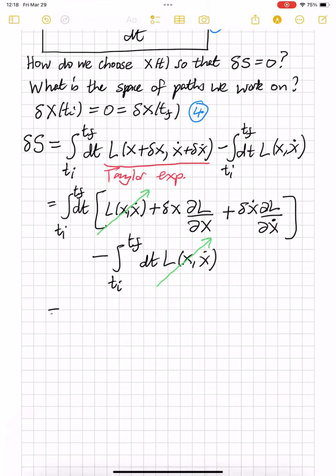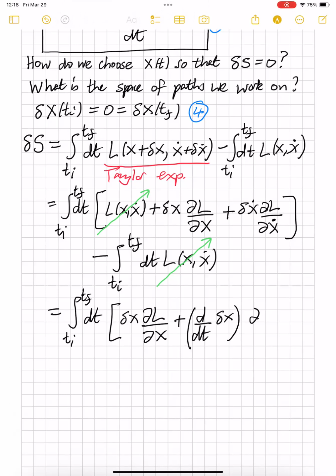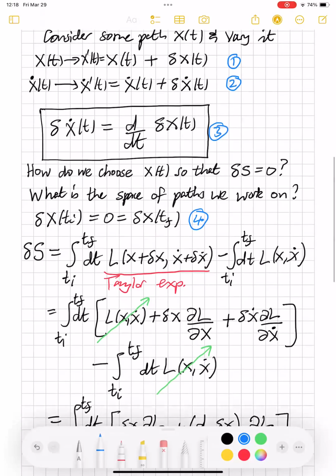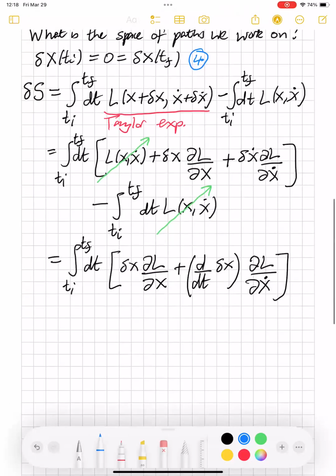Now, I'm going to rewrite this as an integral from Ti to Tf dt. We've got delta x dL/dx plus, and now I'm going to write this as d by dt of delta x times dL/dx dot. And in doing this, what have I used? Well, I've used equation 3. So I've just written delta x dot as d by dt of delta x. So to do this, I used 3.